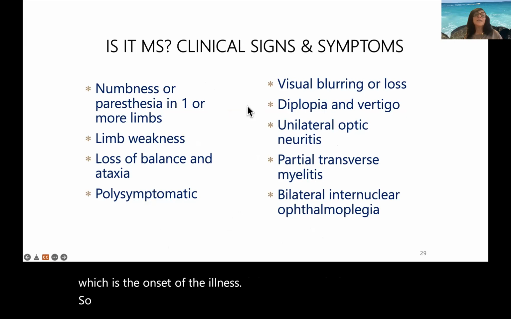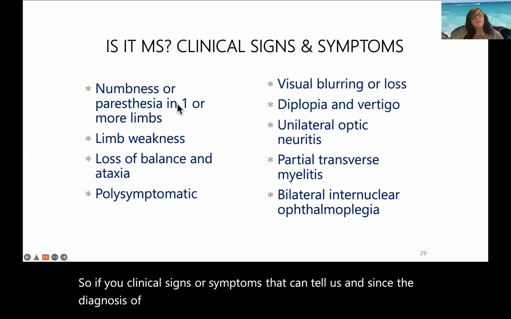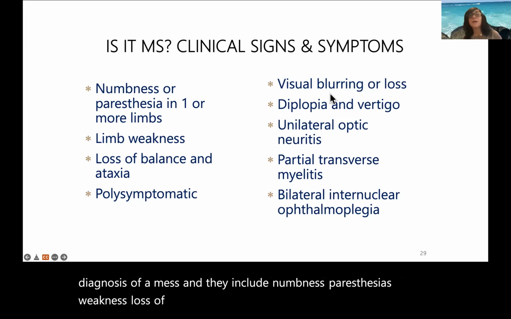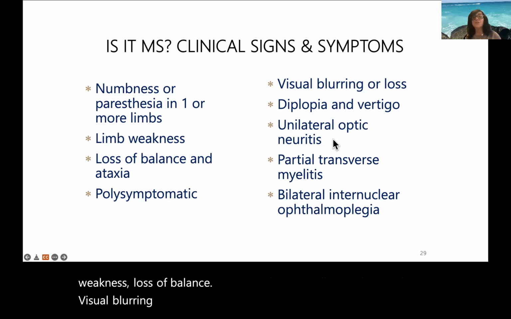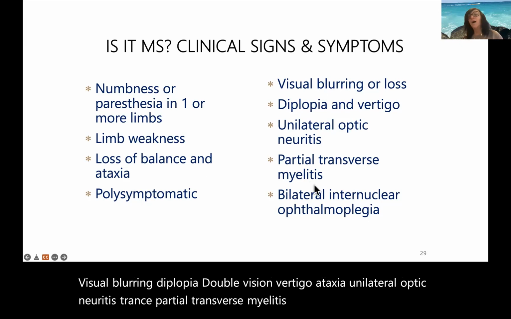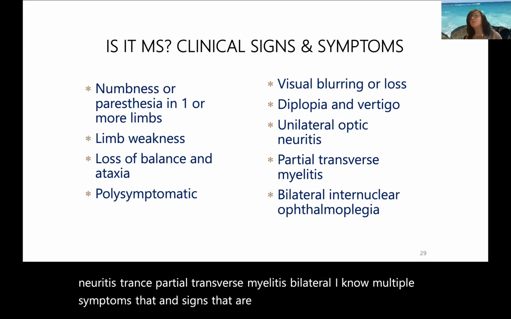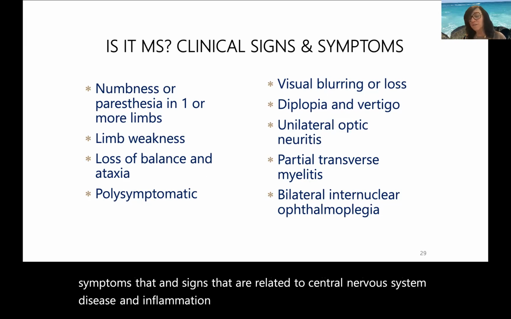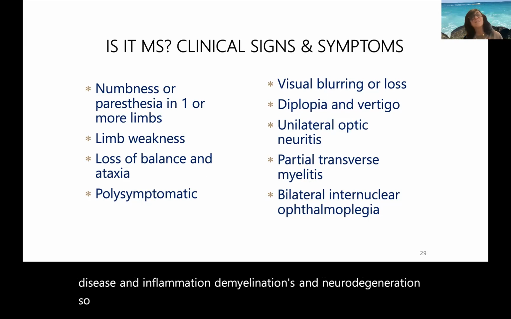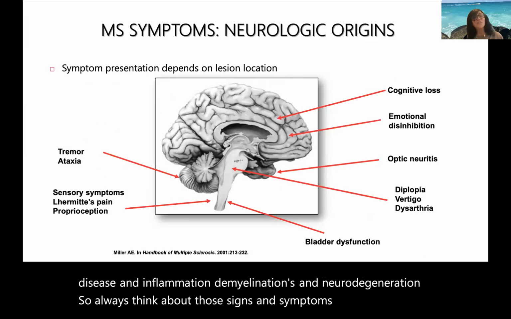So a few clinical signs and symptoms can clinch the diagnosis of MS, and they include numbness, paresthesias, weakness, loss of balance, visual blurring, diplopia, double vision, vertigo, ataxia, unilateral optic neuritis, partial transverse myelitis, bilateral INO, multiple symptoms and signs that are related to central nervous system disease and the inflammation, demyelination, and neurodegeneration. So always think about those signs and symptoms and understand their location.